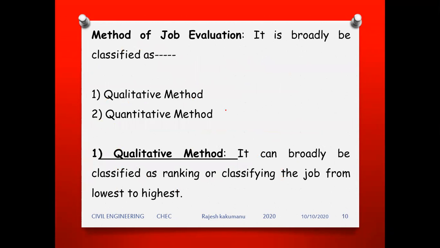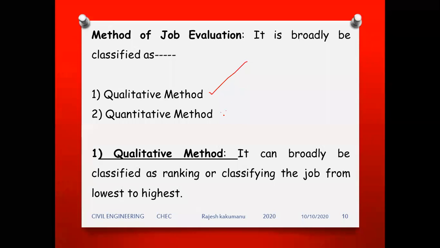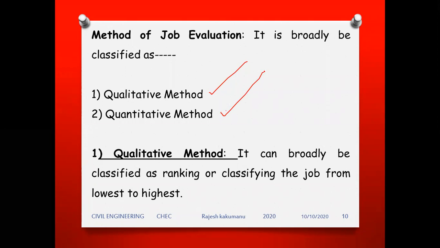Next one, the methods of job evaluation. These are broadly divided into two categories only. One is the qualitative method, the other one is the quantitative method, right? Then what is the meaning of qualitative method? It can be broadly classified as ranking or classifying the job from the lowest to the highest.